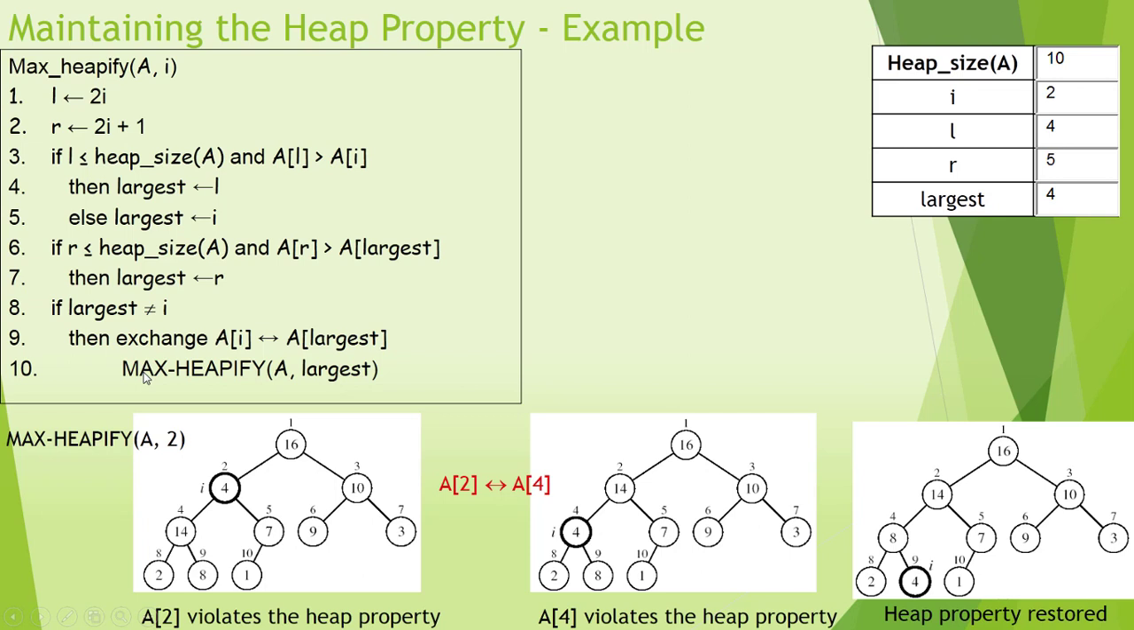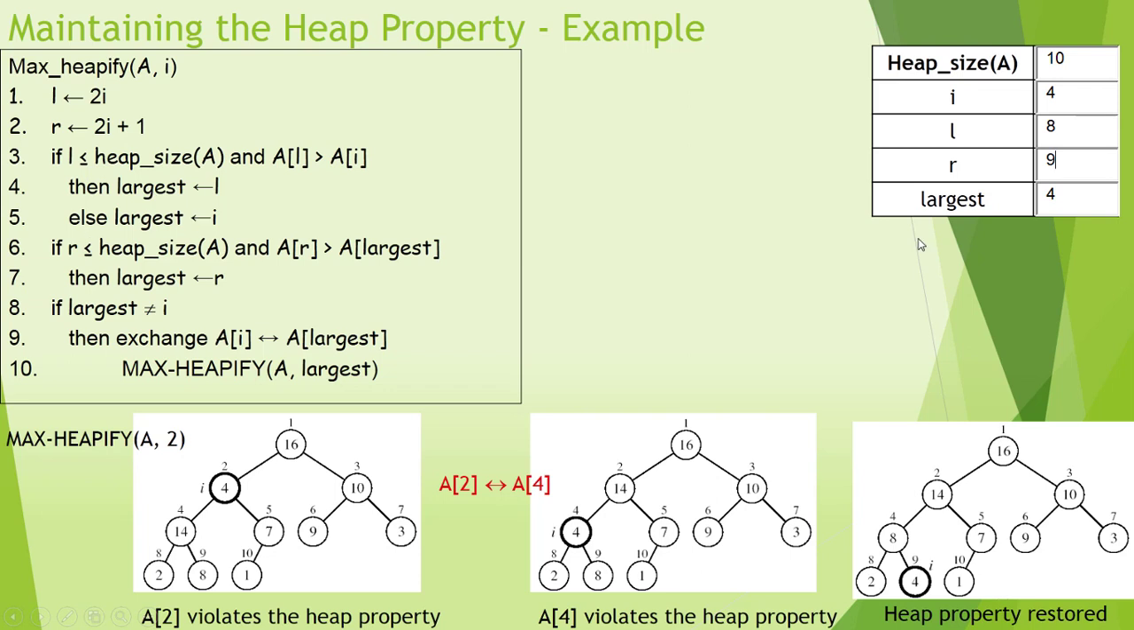Next again I am recursively calling max-heap5. Max-heap5 of A comma largest. So max-heap5 of A comma 4 will be called. So during that call I value will be 4, L value will be 8 because 2 into 4 is 8, R value becomes 9. Next this condition will be checked. L is 8, 8 is less than 10. What is A of L? Here A of 8 is 2, 2 greater than A of 5, 2 greater than A of 4, that is 4, is false. So it will execute this else condition.